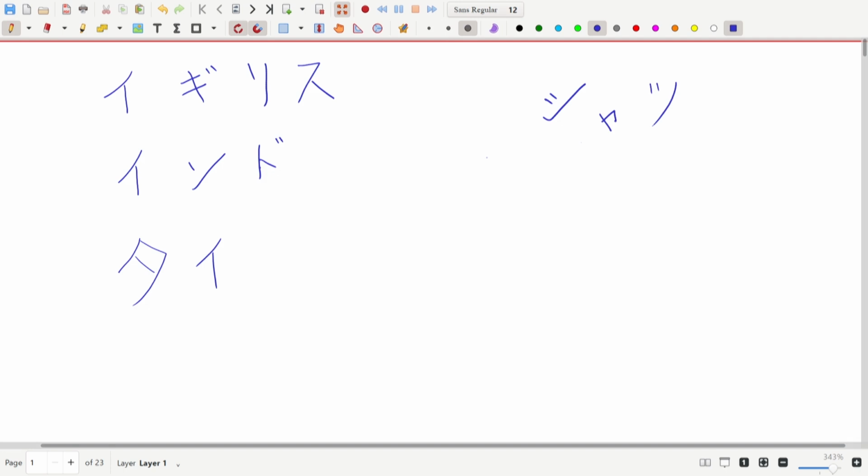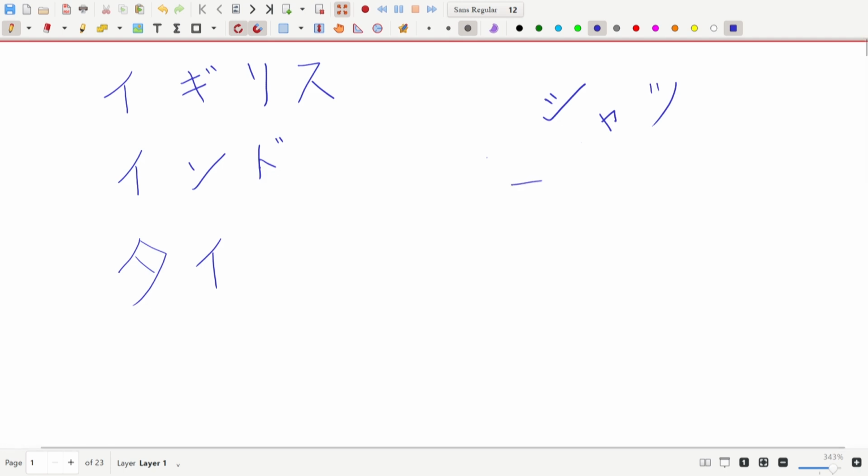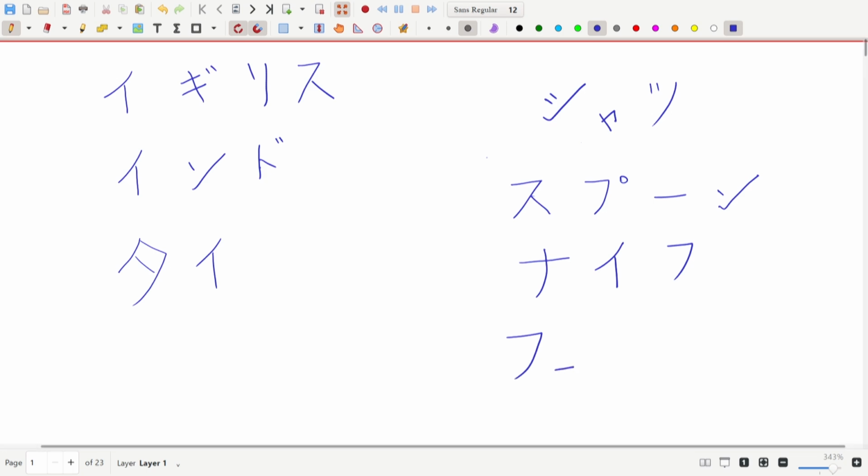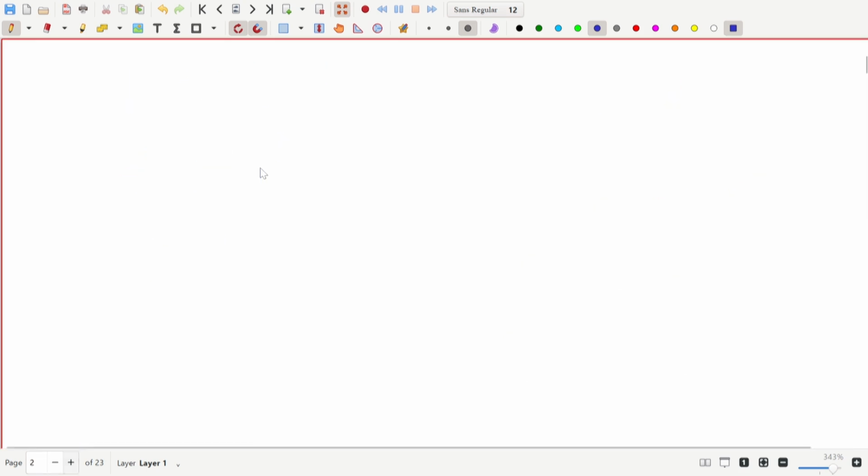Next we will learn how to say spoon in Japanese. Su, pu, elongation and then nasal sound n. Spoon is supoon. Next is knife. Na, i, fu. Knife is naifu. And then fork. Fu, small o to make it fo, then elongation and ku. Fork is fooku. Next is karaoke.